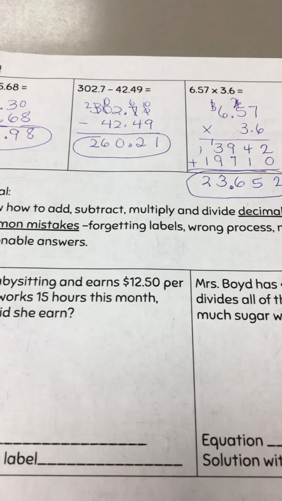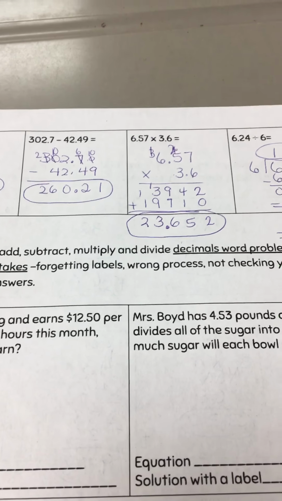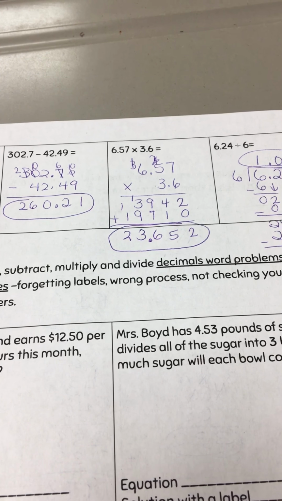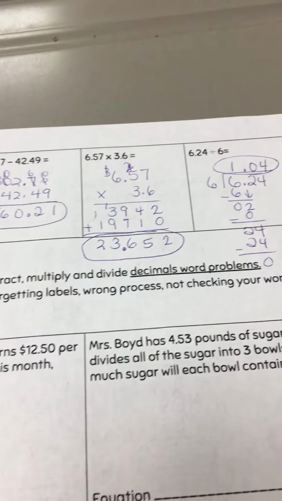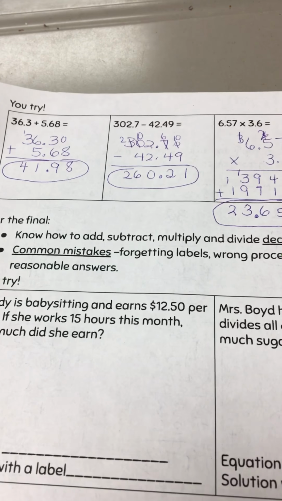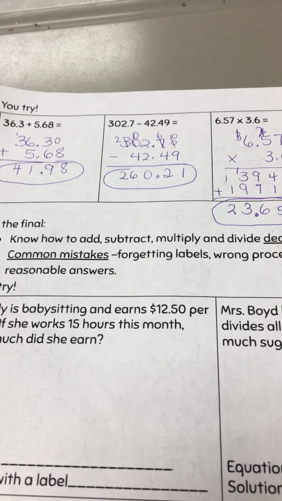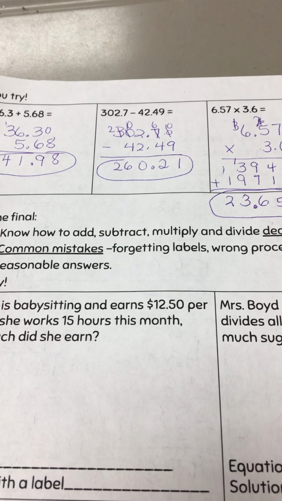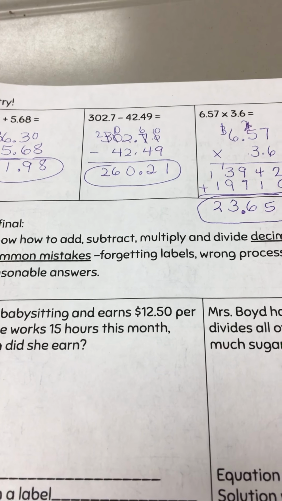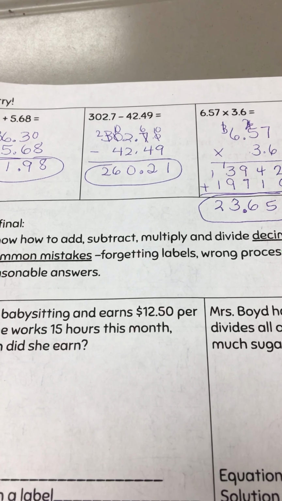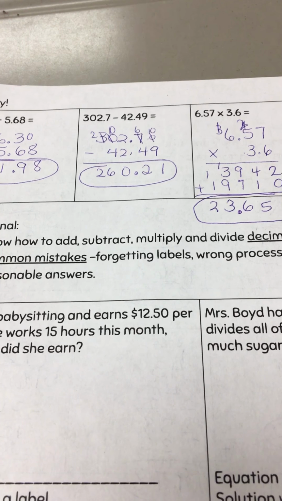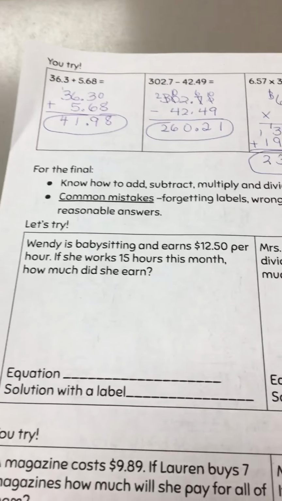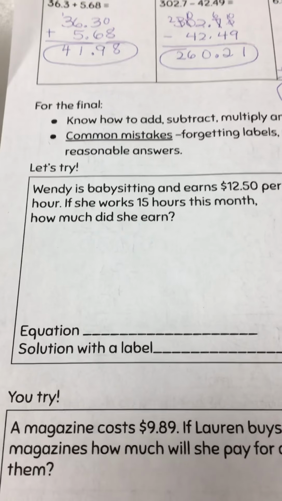Common mistakes, don't forget your labels. Don't do the wrong processes. So try to think about what you're supposed to do. Are you supposed to add or subtract, multiply or divide? And make sure you check work for reasonable answers. So if I am working for 5 hours and I get paid $2 an hour, it wouldn't make sense for me to earn $100, or it wouldn't make sense for me to earn $1. So make sure it makes sense, okay? So we're gonna just do 2 of these problems, so this video will be a little quicker.